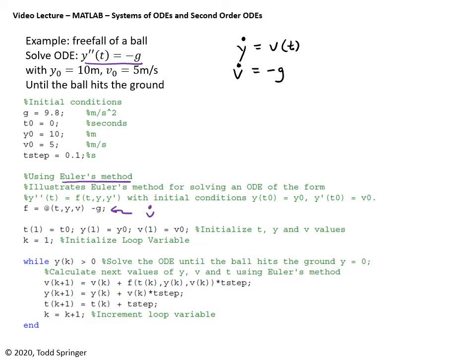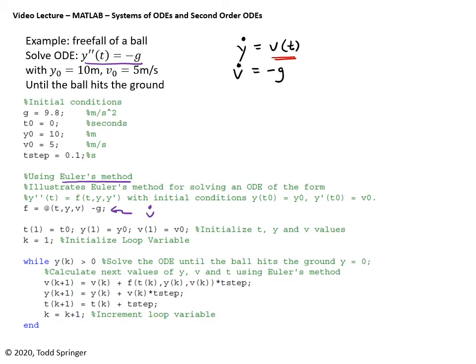How do I find the next y point? Well, the next y point is the previous one plus the slope of y, which by definition is v times delta t. And then of course my next time step is just my previous time plus my time step. Right? Increment the loop variable, go back and do this over and over again as long as the ball is above the ground.